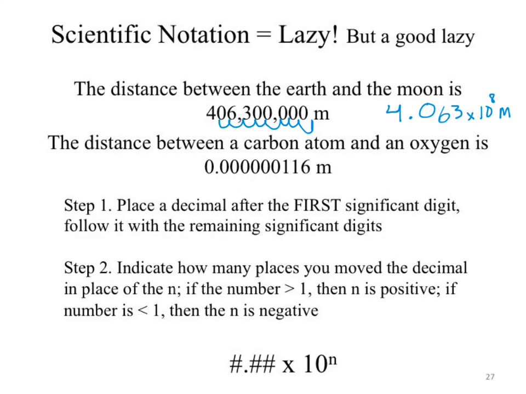What happens if we look at the distance between a carbon atom and an oxygen? Well, same general idea. We'll go through and say 1.16 times 10 to the, why do you say negative? 5, 6, 7. We're going the opposite direction we went in the first circumstance. Okay, so left to right versus right to left. What does negative mean?